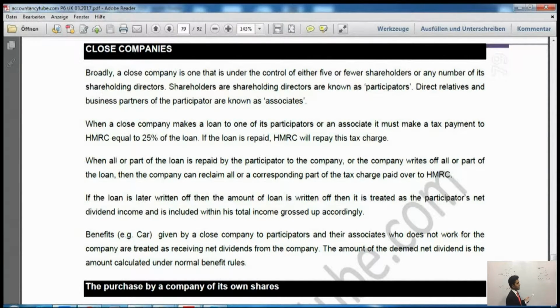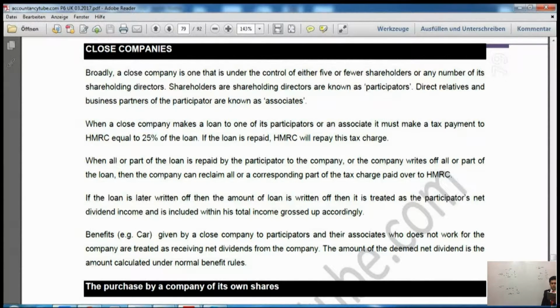It says shareholding directors means someone who holds the shares and is also a director is called a shareholding director. Now shareholders or shareholder directors are known as participators. So it says shareholders, or it's not R, it's or. Please make sure you rectify the mistake. Shareholders or shareholding directors are known as participators. Direct relatives, if there are any direct relatives, and business partners of the participators are known as associates.